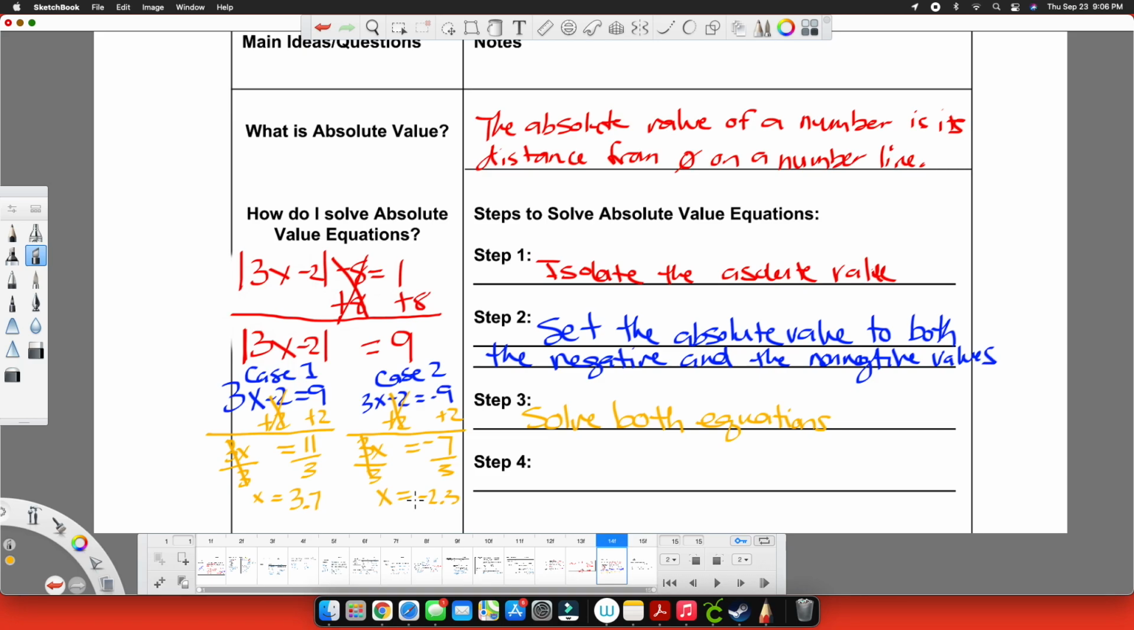So the very last step here, we'll do this in green, I guess, is to check your work.